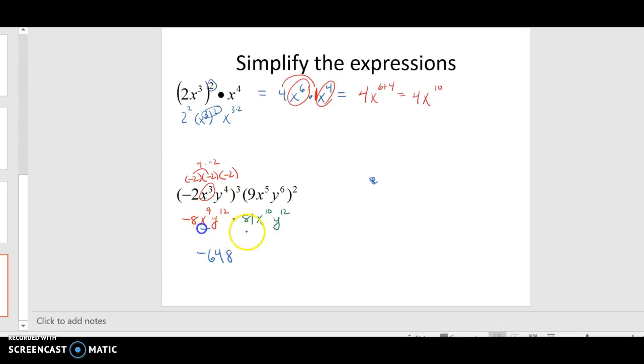But now when I multiply the x's together, I'm going to get x to the 9 plus 10, which is x to the 19th. Then it's going to be y to the 12 plus 12, which gives me y to the 24th. So taking these in baby steps, remember power to a power, then multiply same bases.